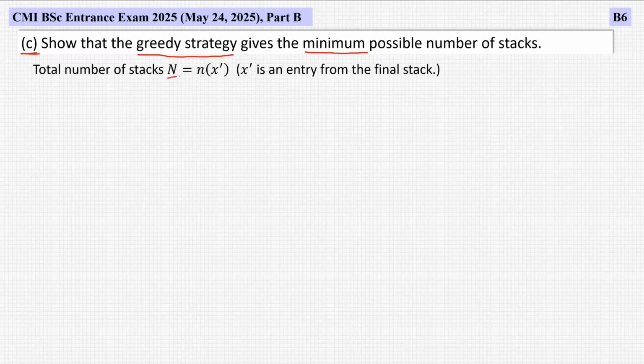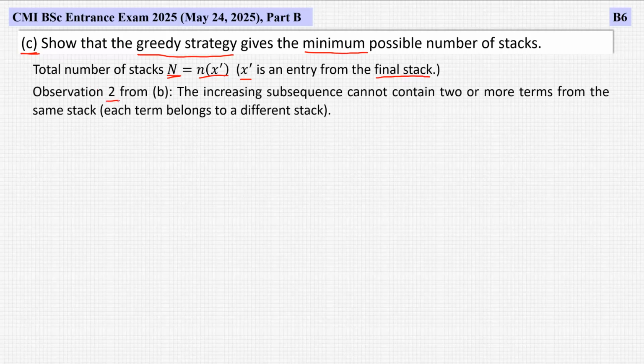Problem C. Show that the greedy strategy gives the minimum possible number of stacks. We have already done most of the work in the previous problem, so in here let me just quickly explain them in a more general setting. The total number of stacks, capital N, equals the stack number n of x prime, where x prime is an entry that belongs to the final stack. Here, let's recall observation number 2 from the previous problem, which states that the increasing subsequence cannot contain two or more terms from the same stack. Or equivalently, each term in the increasing subsequence belongs to a different stack.